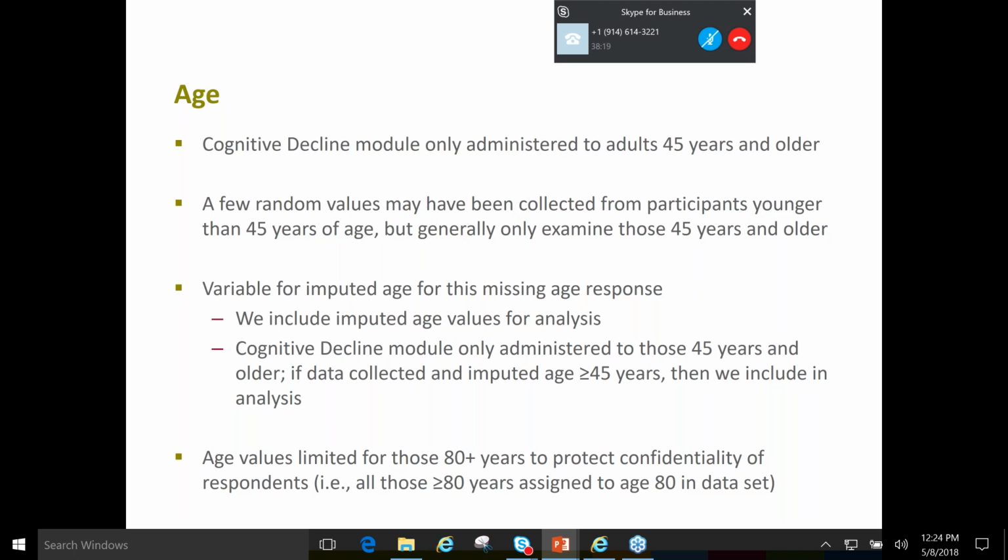For our analysis, and again, this varies by what your practices might be at the institution you represent or at your state health department, we use the variable for imputed age if there's a missing age response, and we include that in our analyses. And the cognitive decline module, again, is only administered to those 45 and older. So if the data is collected and the imputed age is 45 or greater, then we include them in our analyses. And just as a note, because we are interested in older adults, age values for those 80 years and older are limited to protect the confidentiality of those respondents. So in other words, if a person reported being older than 80 years, like they reported their age was 85, in the data set they would be assigned age 80 to protect confidentiality. So there are no age values in the data set greater than 80.